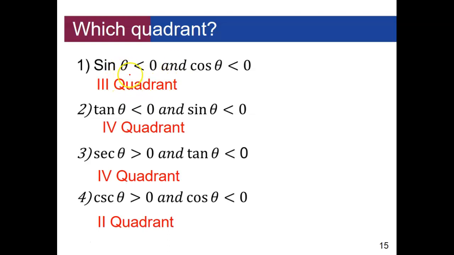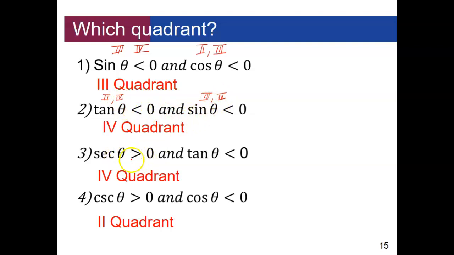Okay, looking at these, sine is negative in the third and fourth quadrants. Cosine is negative in the second and third quadrants. So the third quadrant is one that satisfies both of those. Tangent is negative in the second and fourth quadrants. Sine is negative in the third and fourth quadrants. So the fourth quadrant is one that satisfies both.